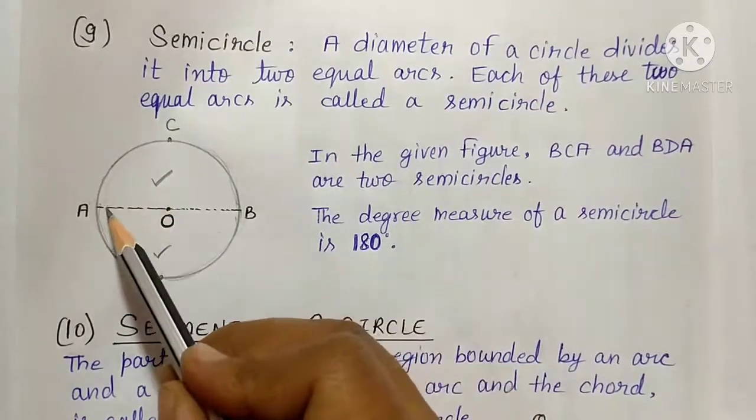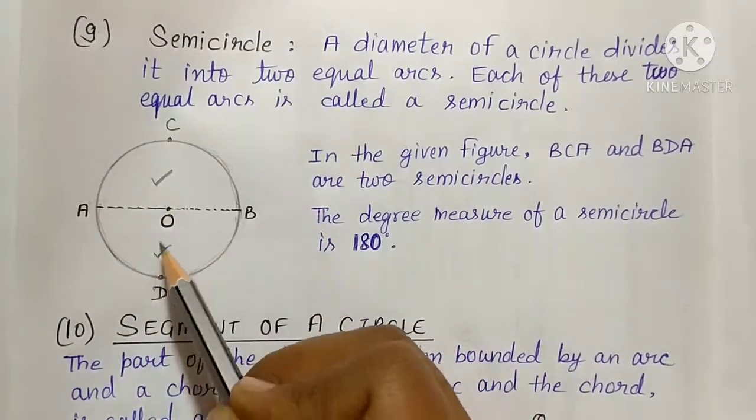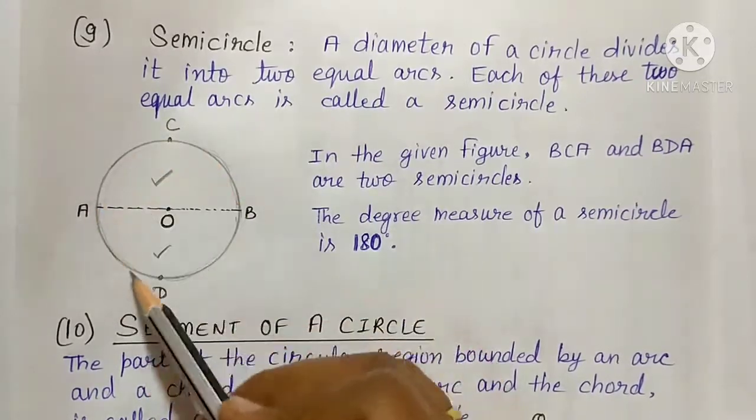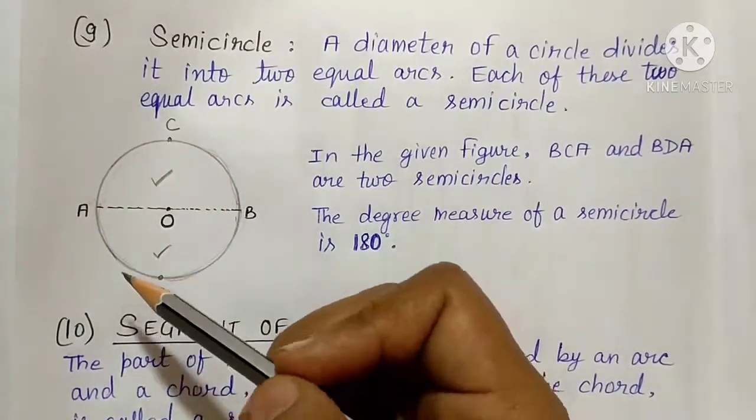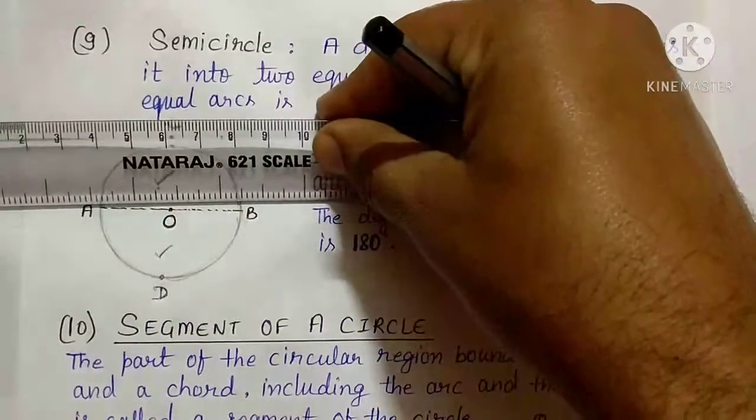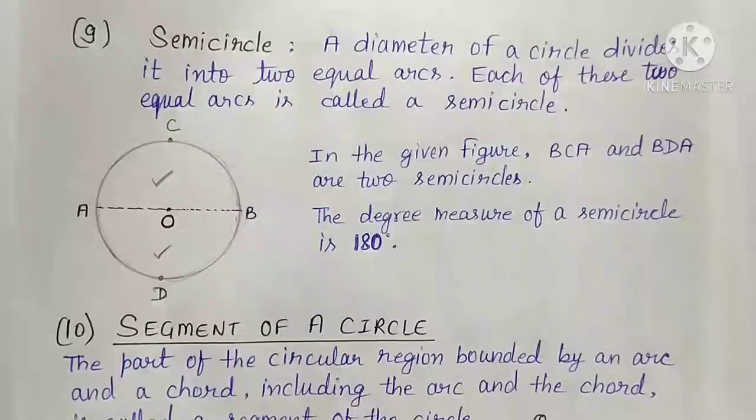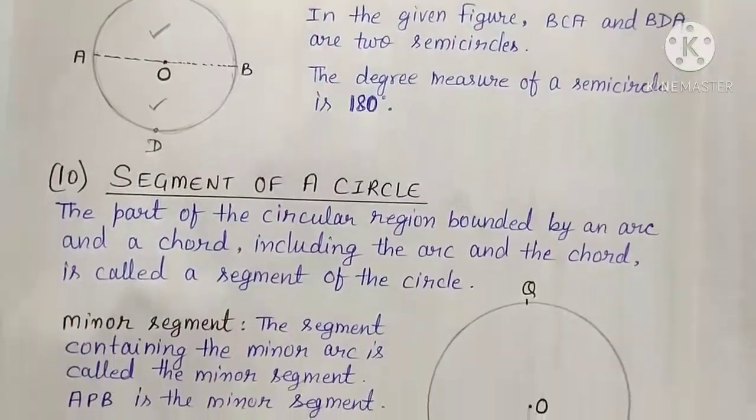Semicircles. And the degree of these semicircles is how much? 180. See, the full circle is how much? 360 degrees. So its half will be how much? Its half will be 180 degrees. Now we'll talk about the next topic, that is segment of a circle.